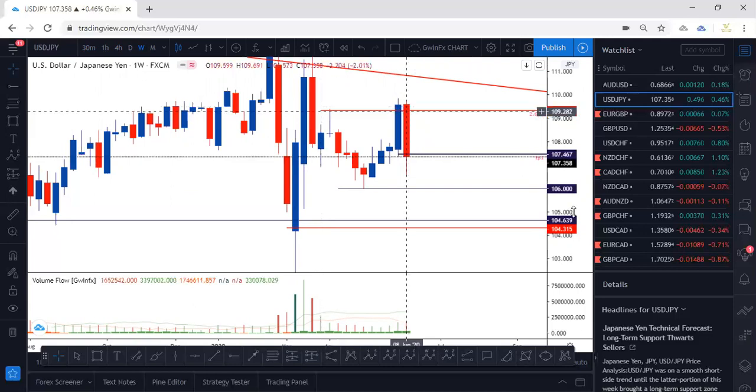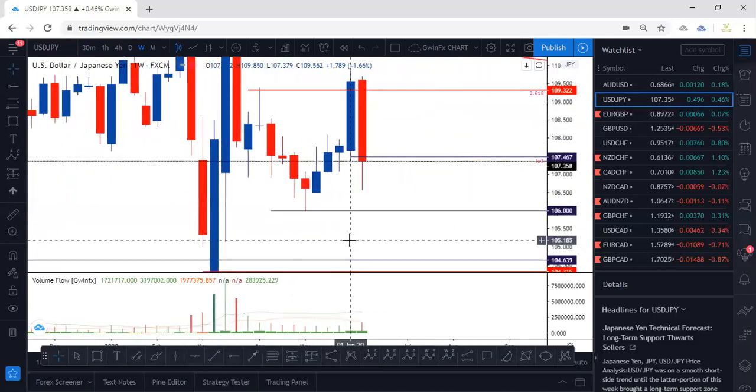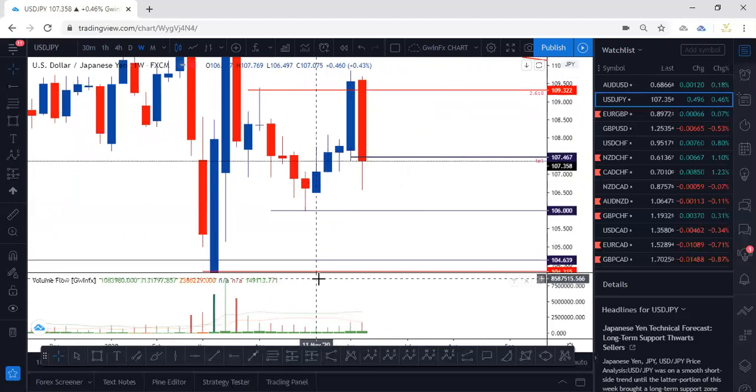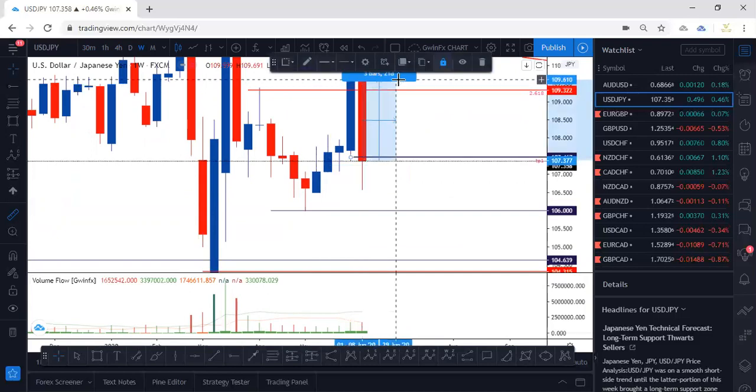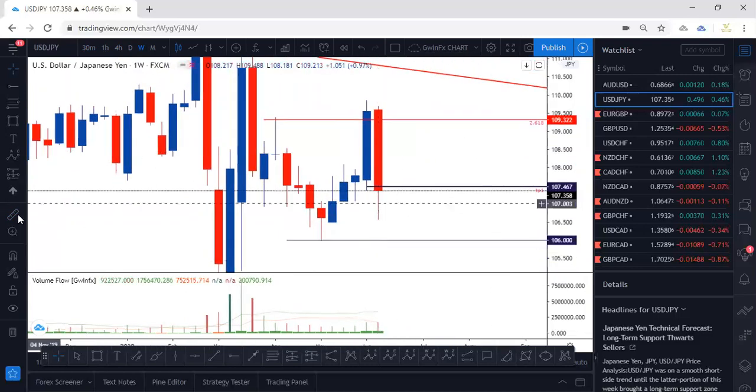So we are going to look to apply what looks phenomenal too. Here we have this big bearish candle.